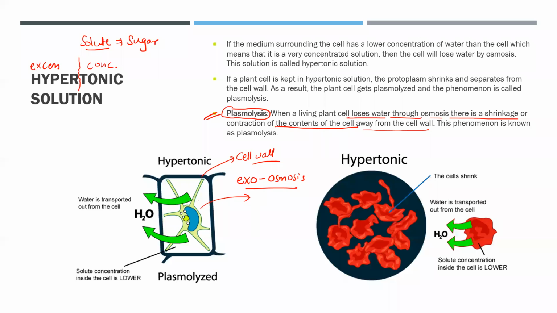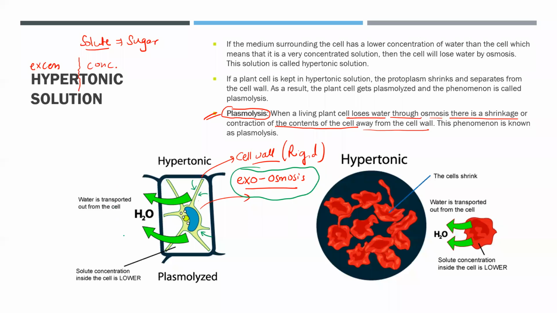Okay. Now, in the hypertonic solution, we observe that there is a cell wall, which is the rigid structure, right? It is a rigid structure, and we said that the contents of the cell will shrink away from the cell wall. ये cell contents जो हैं cell के वो cell wall से दूर चले जाएंगे. So that process we are calling exoosmosis.